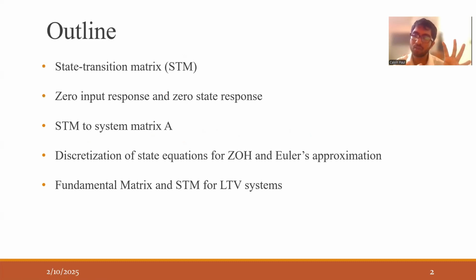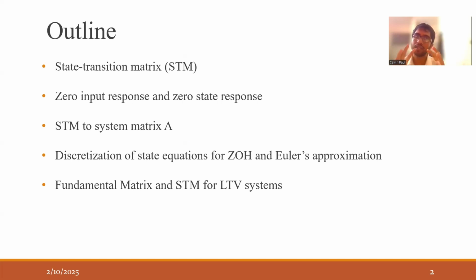So this is the outline of what we want to cover and the topics on which we want to solve some sums. First is the state transition matrix (STM). This can be for a linear time invariant system or a linear time variant system as well. Then, from the state transition matrix, we have what is known as the zero input response, as well as the zero state response. This is the equation. And we can use the state transition matrix to convert it to the state system matrix A.